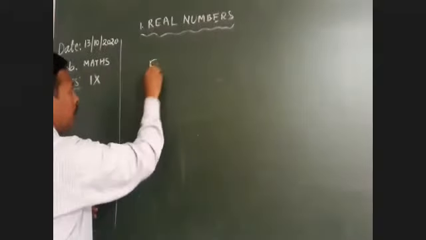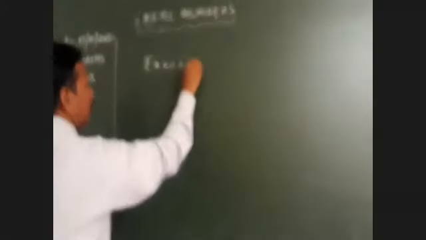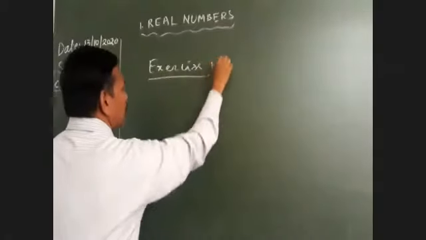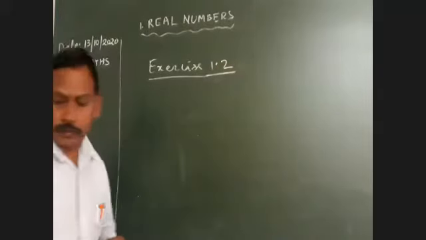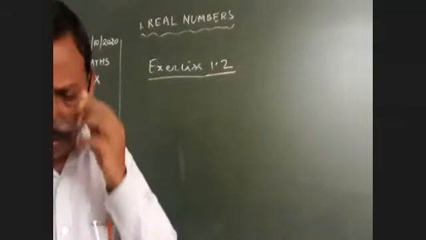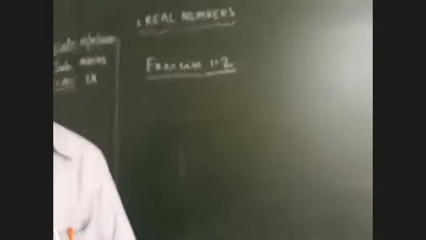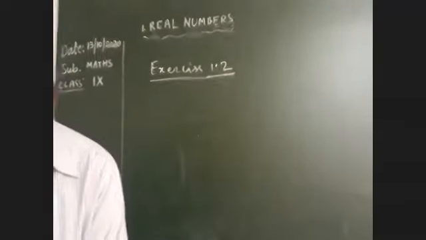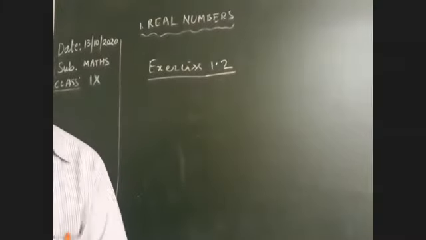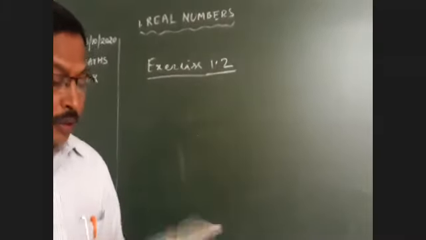So now I am taking up exercise 1.2. So first sum is very simple. Here, classify the following numbers as rational or irrational. Very simple, you can write. You just see the textbook.